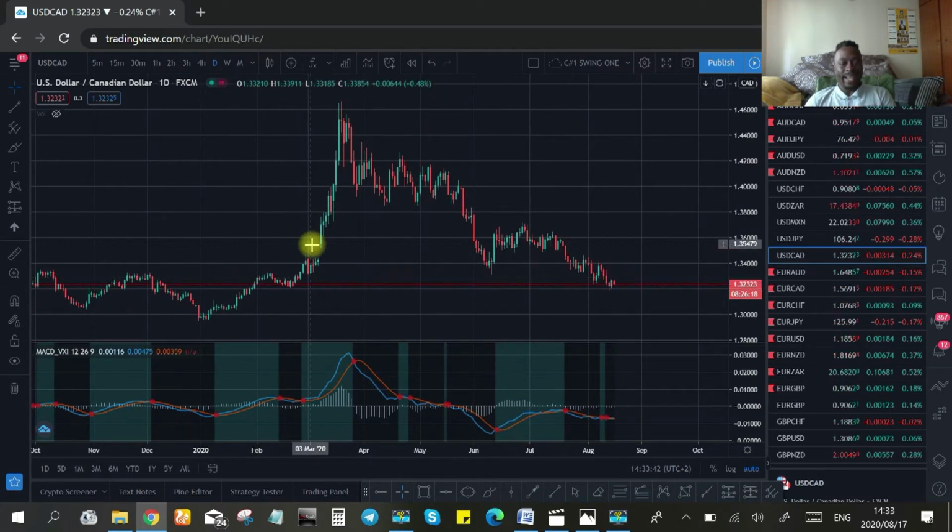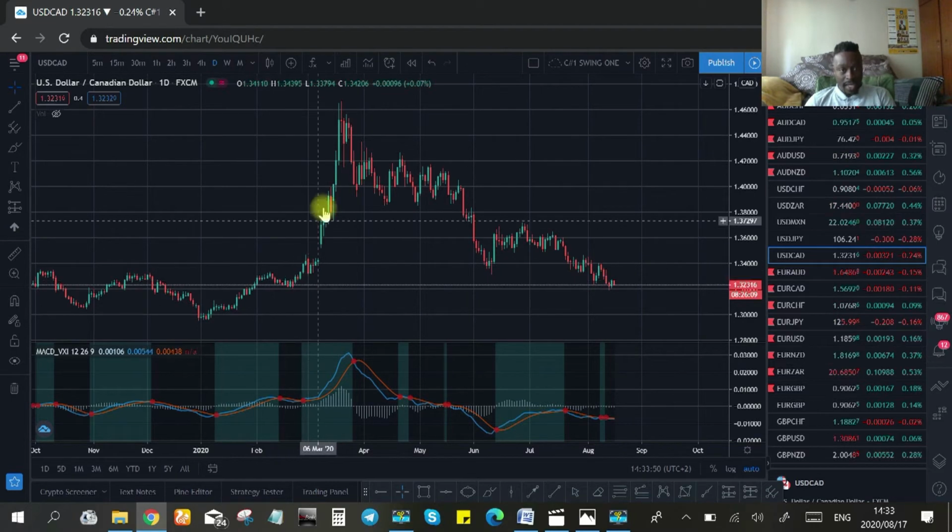So these green candles are for buy, and the red candles are for sell. The green candles are for the market going up. The red candles are for the market going down. So if you see the red candle, it means the market is going down.